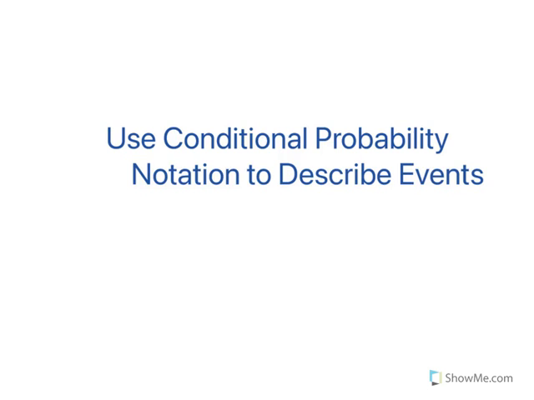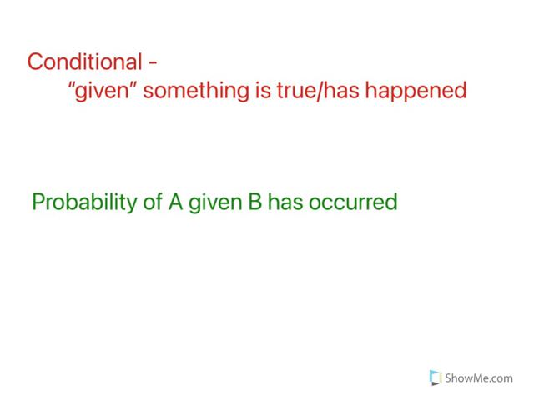Use conditional probability notation to describe events. So here we're really going to focus on the notation of this. How do we write it? Conditional means given that something is true or that something has already happened. So given that I run the stop sign, what is the probability that I hit a car? That's a conditional. Given something has happened, what is the probability something else happened?